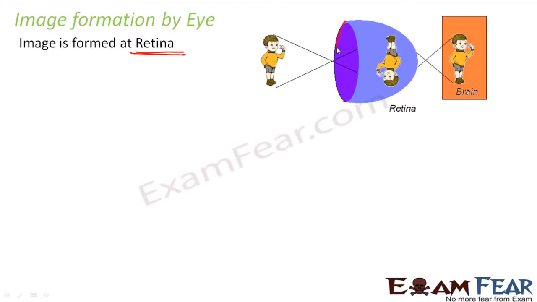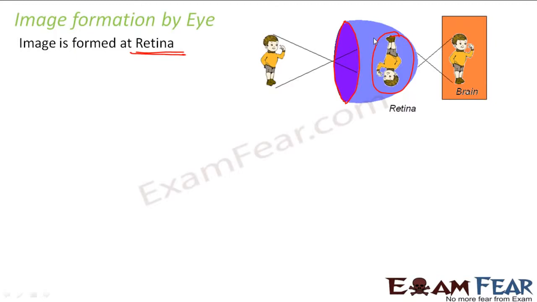This is the eye lens, right? Just now we saw. Now let us suppose this is my object. Let us say this is my eye and I am looking at this small child. So this is my object. The rays coming from this object will enter the eye. It will undergo refraction and it will form an image like this. That is, a real inverted image will be formed at the retina.